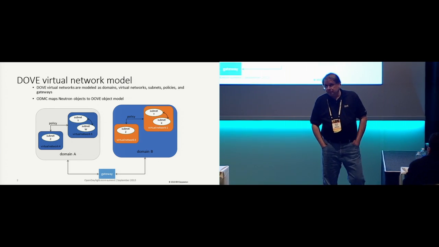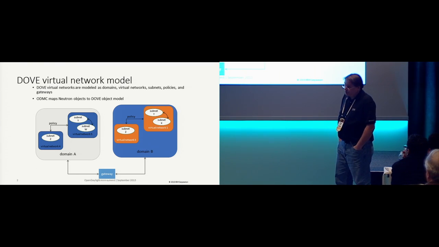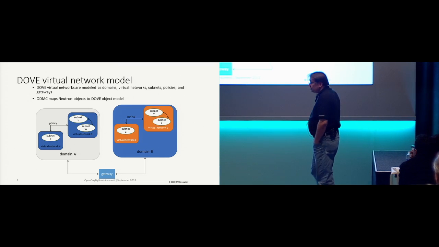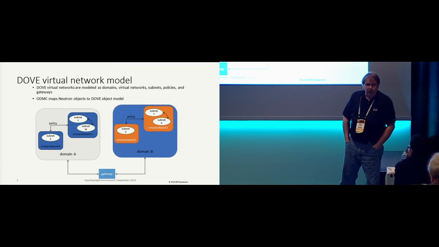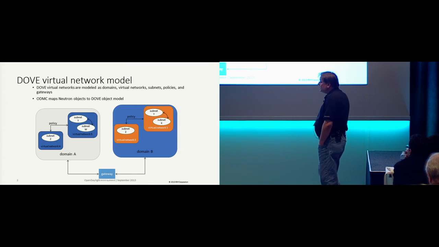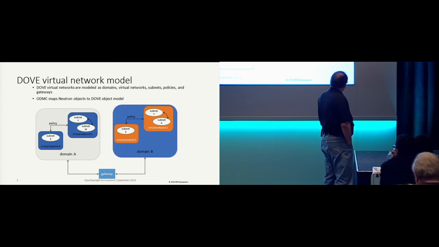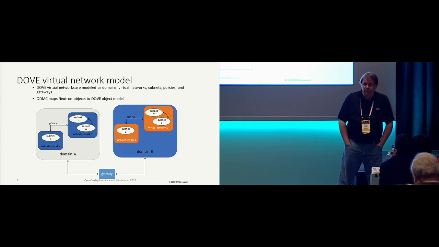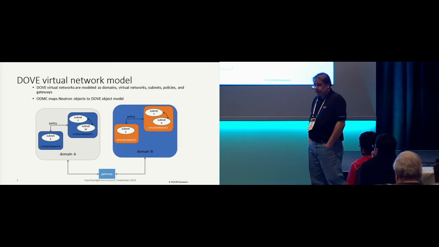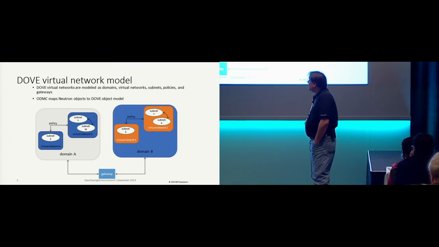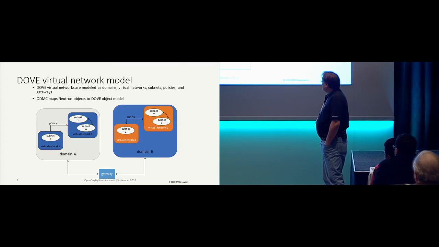OpenDOVE, well, DOVE stands for Distributed Overlay Virtual Ethernet. It has a little bit different view of the world than some of the overlays that you've seen here and heard about. We model a virtual network as a collection of what we call domains, virtual networks, subnets, and most importantly, policies. OpenDOVE is all about a policy view of the world. And then we have gateways, which we'll talk about as we go along.